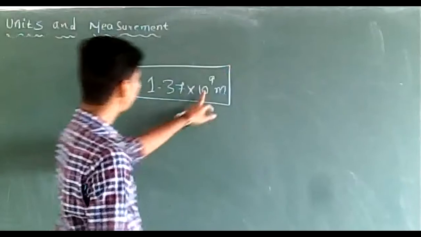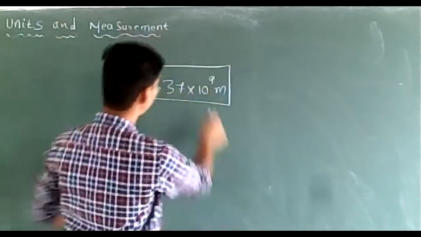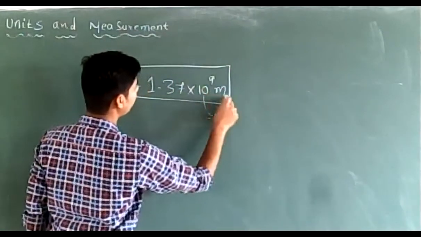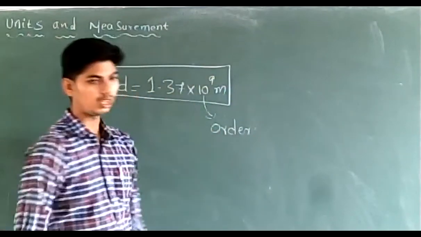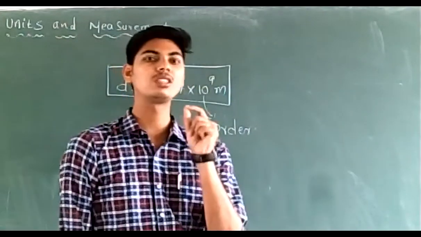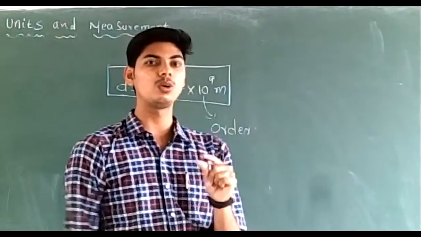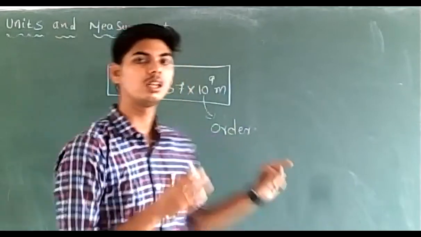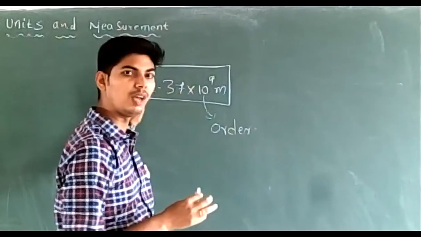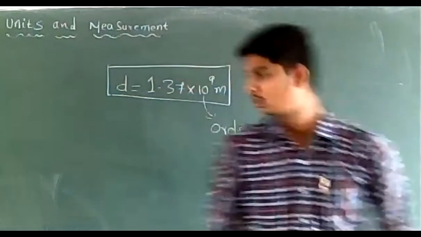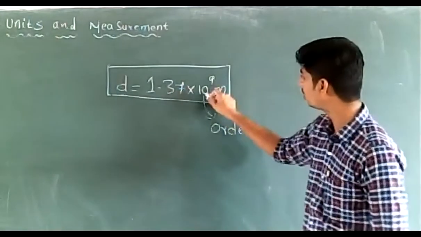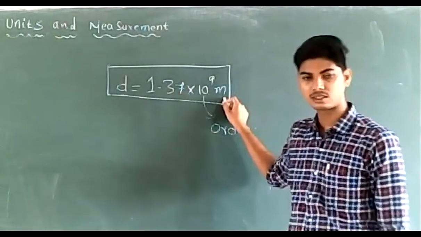When you look at the diameter, you must look at this number. This is called the order. This 10 power 9 meter, we call it the order. You must always look at the order. By looking at the order, we know whether the physical quantity that we have measured is very large or very small. So look at the order here. The order here is 10 power 9 meter.